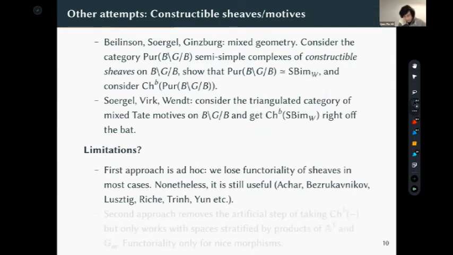The first approach is ad hoc. We lose functoriality of sheaves in most cases. Namely, if you just do this construction, given any stack or scheme, you look at pure complexes and look at the category of chain complexes in pure objects. Then you don't know how to pull back or push forward along a non-smooth morphism or non-proper morphism. Because for a non-smooth morphism, when you pull back, you will lose purity. And for a non-proper morphism, when you push forward, you also lose purity. And so you are stuck with only very nice morphisms.